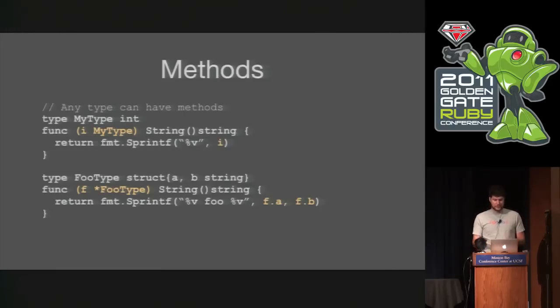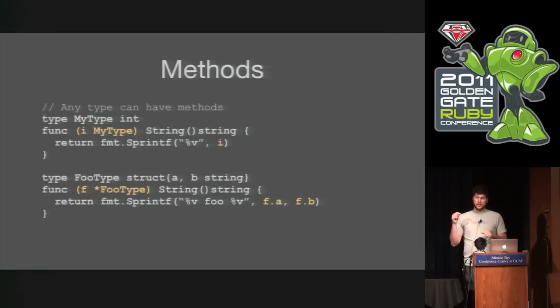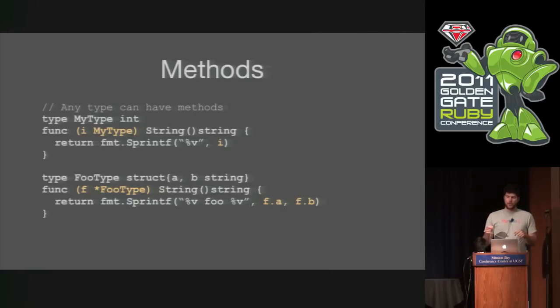It also has, so this is going back to sort of the type thing. There are functions, and then there are, I like the term methods. I think that's what they use in the documentation, which is a function that has a receiver. So the syntax is a little bit different. You can see in the first example here, the receiver is I, and then the function is String, which takes no arguments and returns a string. This is sort of how you get polymorphic behaviors.